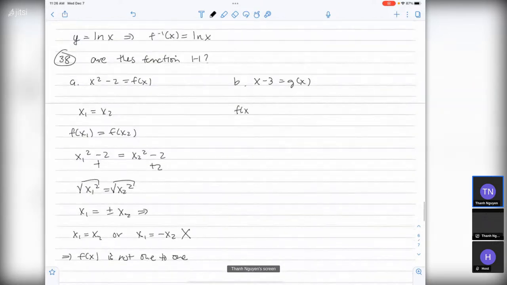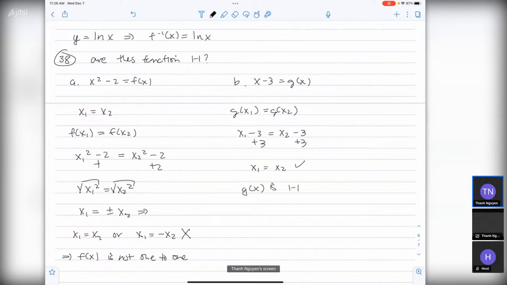Over here is more straightforward. g of x1 equals g of x2. So you have x1 minus 3 is equal to x2 minus 3. This should be g of x, right? Then you add 3 to both sides. This means that x1 equals x2. So you're good. Okay, so g of x is 1 to 1.